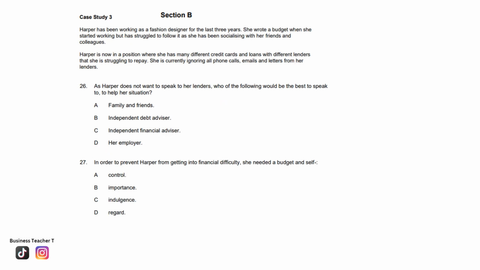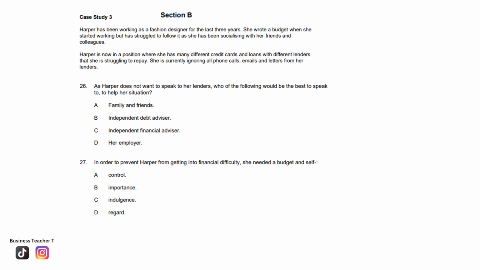Case study 3. Harper has been working as a fashion designer for the last 3 years. She wrote a budget when she started working but has struggled to follow it as she has been socialising with her friends and colleagues. Harper is now in a position where she has many different credit cards and loans with different lenders that she is struggling to repay. She is currently ignoring all phone calls, emails and letters from her lenders.